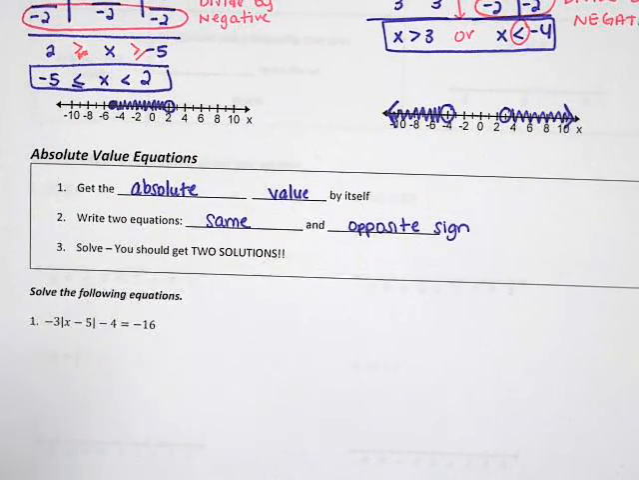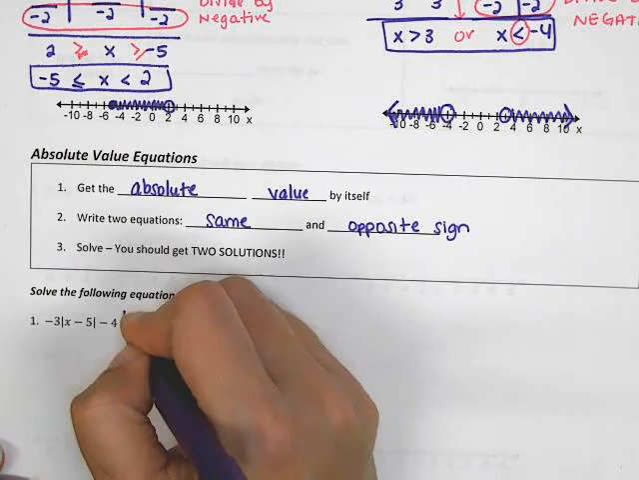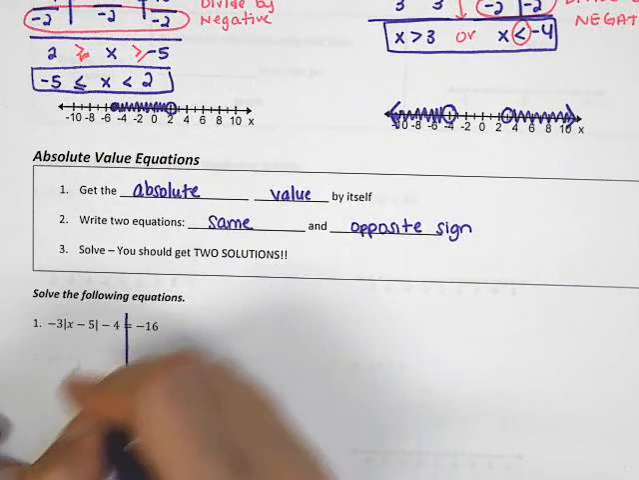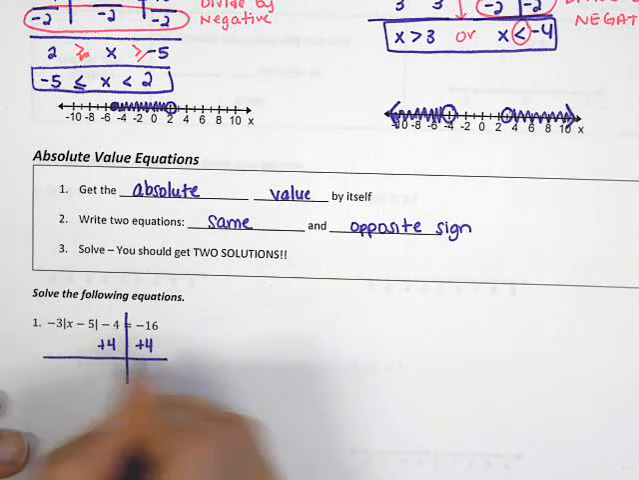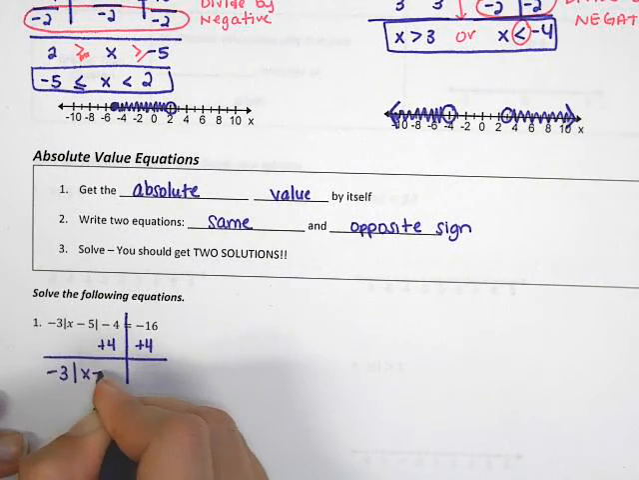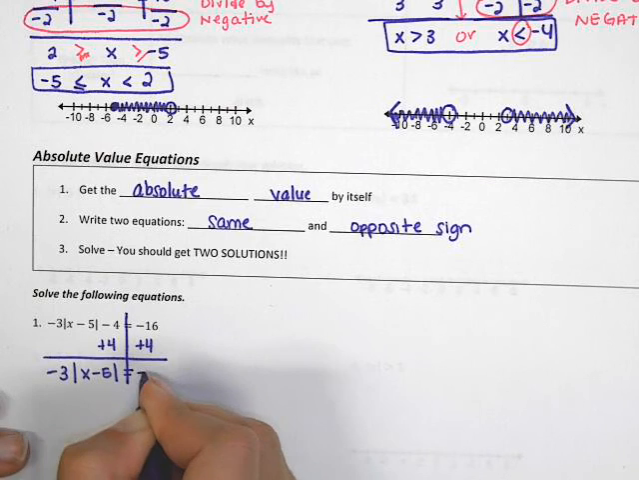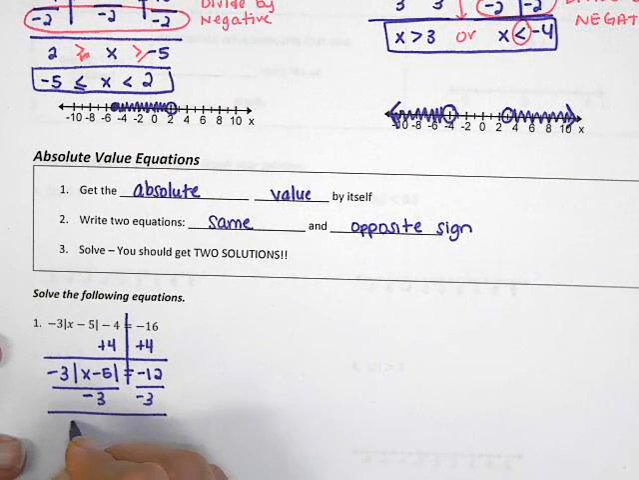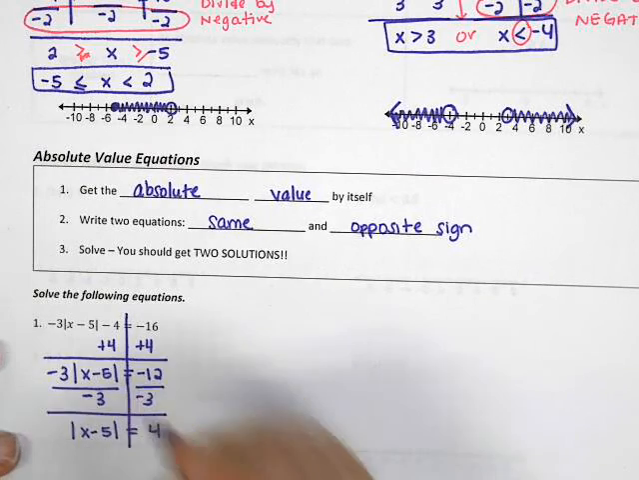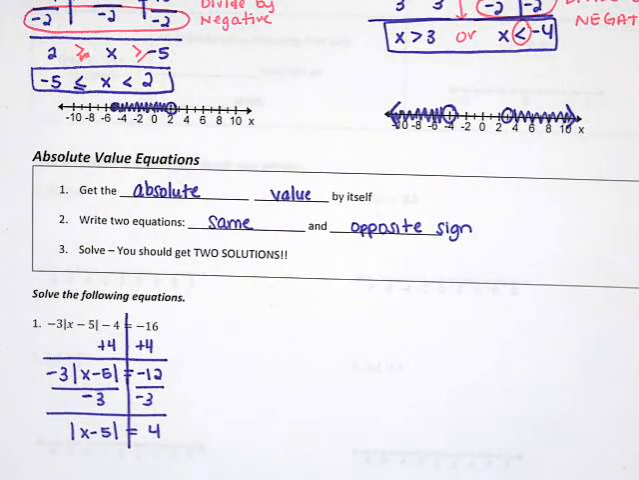Let's try number 1. To solve this, I would start by isolating the absolute value. So I'm going to add 4, and I get -3 times the absolute value of x minus 5 equals -12. Then I would divide by -3, and I would get the absolute value of x minus 5 equals positive 4. Now, I was a little worried there for a second, because if that had stayed a negative number, I might have been in some trouble and not been able to solve this. It might have been no solution.